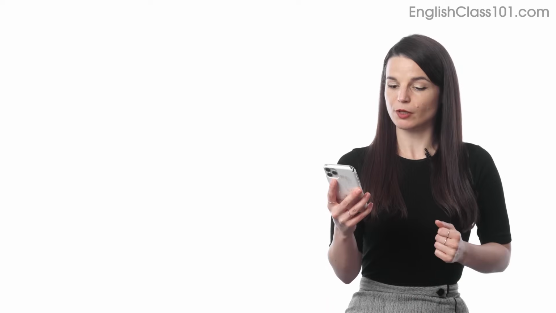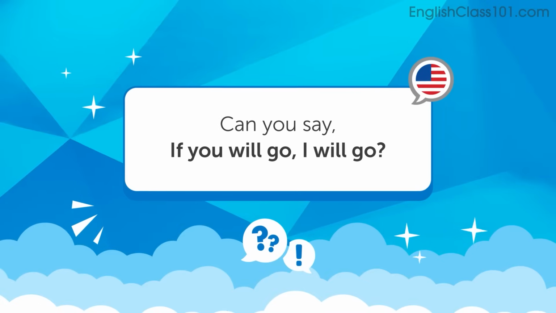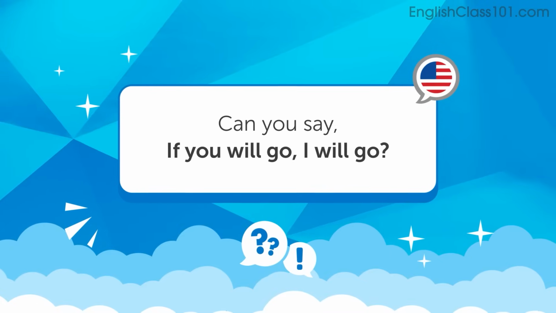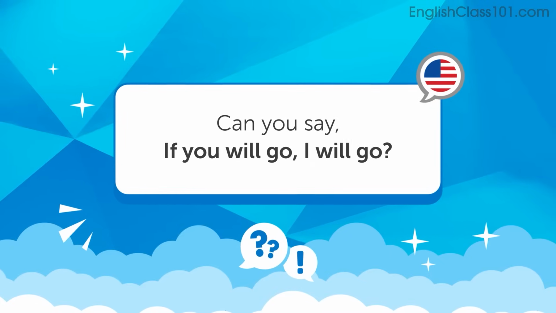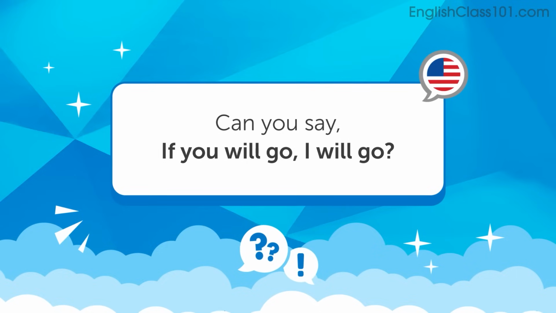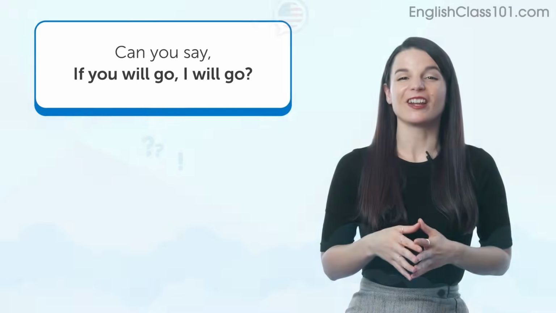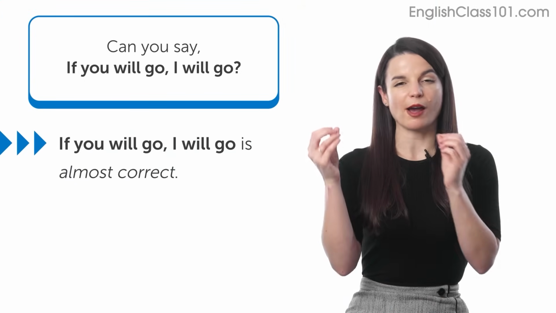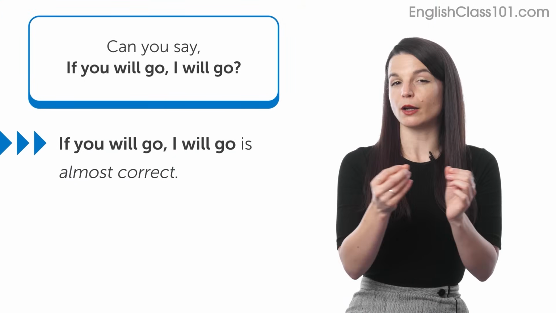Okay, let's move on to your next question. Next question comes from Zhao. Hi, Zhao. Zhao says, can I say, if you will go, I will go? I want to tell my friend that I'll decide on my plan after them. Is this correct? Okay, great question. Is this correct? So you have, if you will go, I will go.